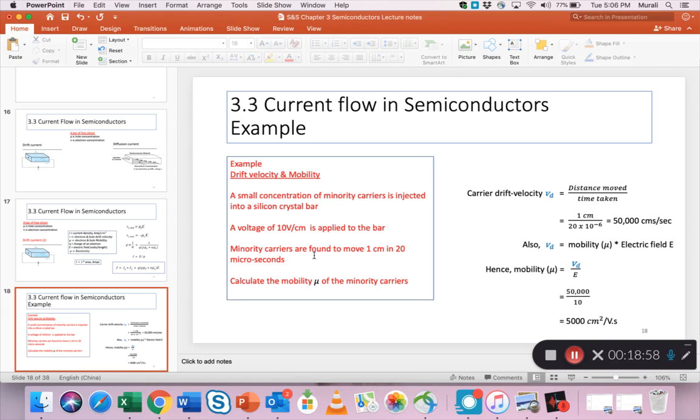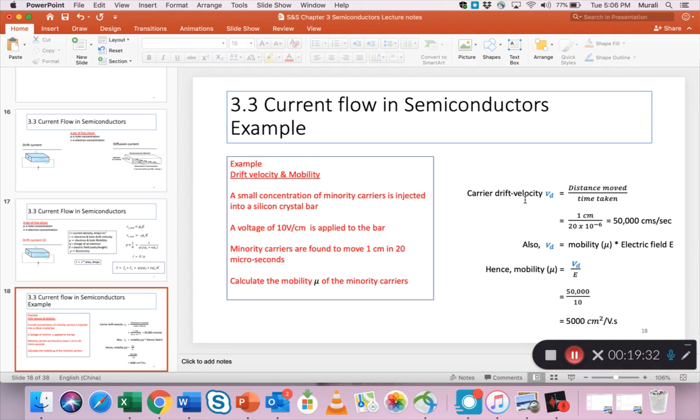Minority carriers are found to move 1 centimeter in 20 microseconds. So some kind of speed has been given for these minority carriers, and we are asked to calculate the mobility of the minority carriers. Really speaking, it doesn't matter if either minority carriers or majority carriers are being injected. I think the calculations stay the same. Okay, so let's see how to solve this.